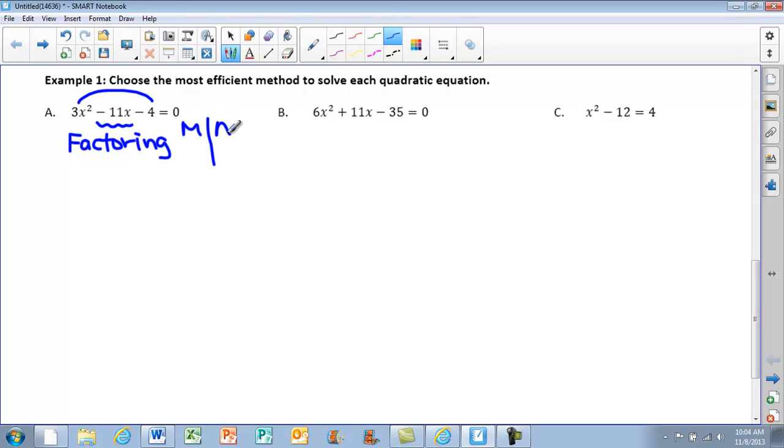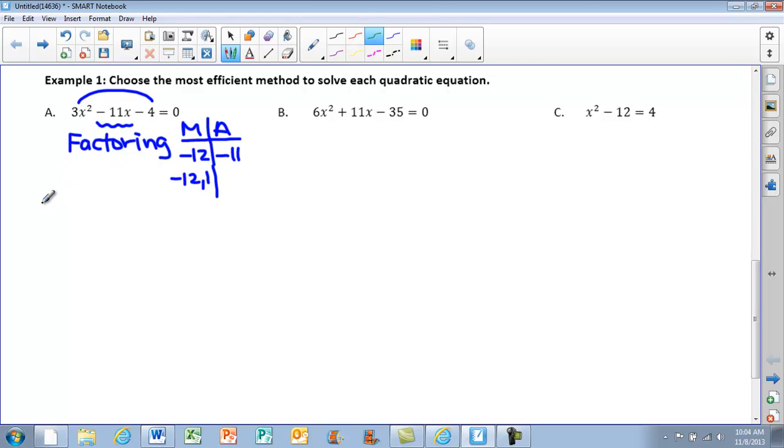so I'm going to try and use the AC method. We would need two numbers that we can multiply to get negative 12 and add to get negative 11. If we think about this for a minute, you should soon find out that the two factors that work are negative 12 and positive 1. Since these work, we're going to want to use factoring to solve.